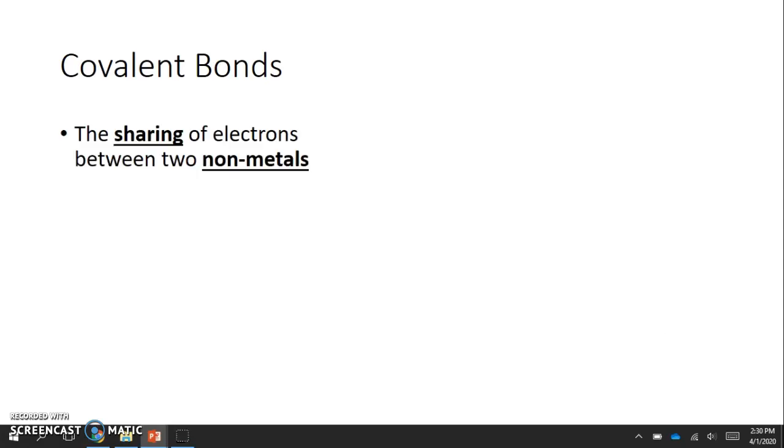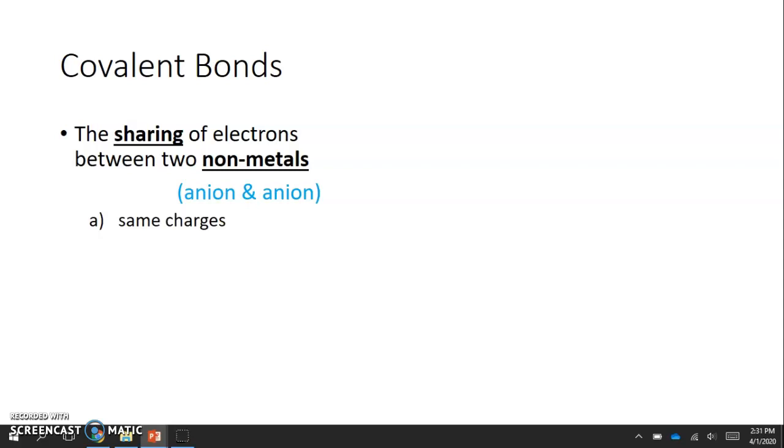Now let's look at covalent bonds. A covalent bond is the sharing of electrons between 2 nonmetals. Remember, ionic bonds are between a metal and a nonmetal. Covalent bonds are between 2 nonmetals. So these nonmetals can be both anions, okay, because they are nonmetals. They're going to be on the right-hand side of our periodic table. They're going to tend to take on electrons, so they will be negative.